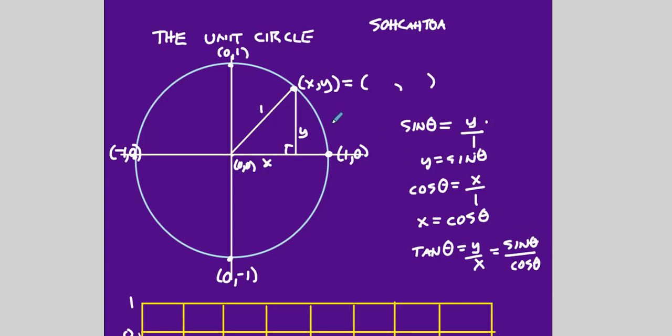So notice that then, since x is also cosine theta, and since y is also sine theta, the coordinate of any point on a unit circle can be written, instead of x, y, as cosine theta, sine theta, where this is the angle theta here. I forgot to mention that. I forgot to draw it in the diagram. So this is the angle theta.